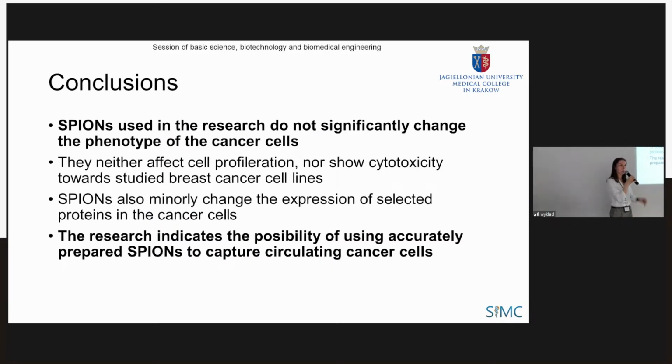So to conclude, our experiment revealed that SPIONs do not show major cytotoxic properties. They do not massively impact cell proliferation. They impact it minorly. And they do not significantly change the protein expression. Therefore, we can conclude that the research indicates they could be used as carriers for antibodies or maybe other research drug carriers. But our aim is to coat them with antibodies. So we are planning to continue our research further in that direction.